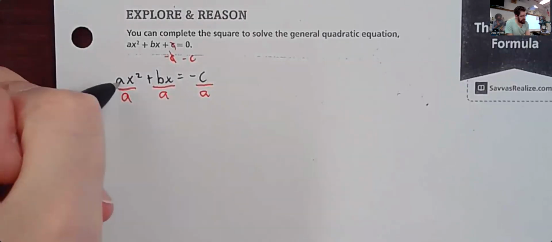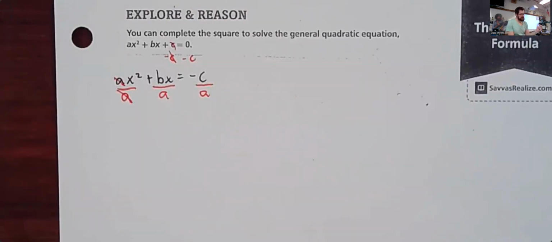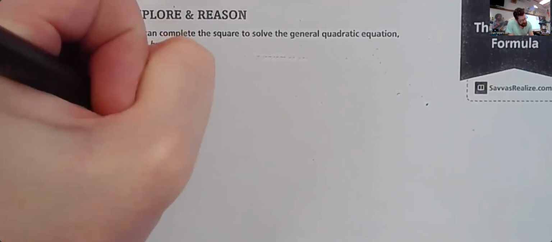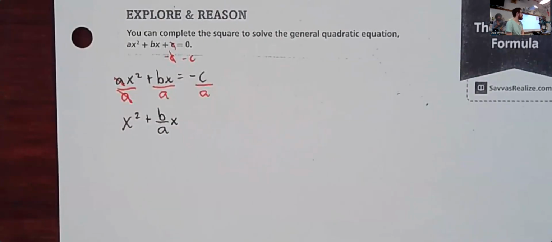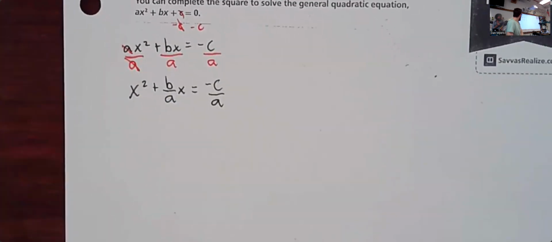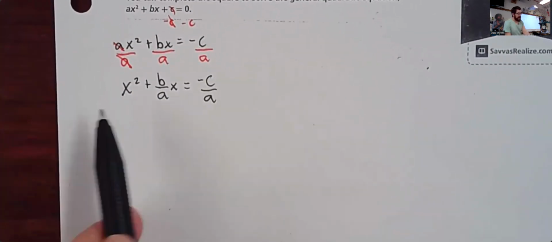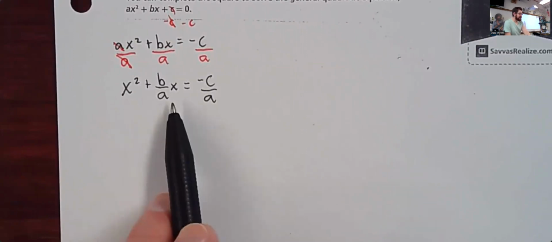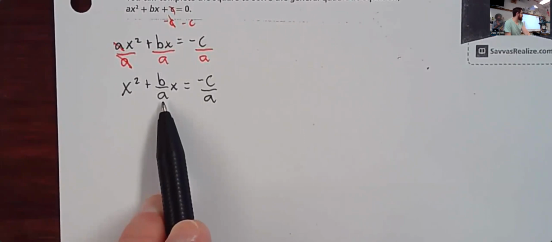Now in front of the x squared, the A's are going to cancel. So that's going to give us x squared plus, I'm going to write b over a with the x after it like that. And that's going to equal the opposite of C divided by A. Now, x squared is a perfect square. We know that. And we also know that if we take half of this and square it and add it to both sides, that would complete the square. So what is half of b over a?